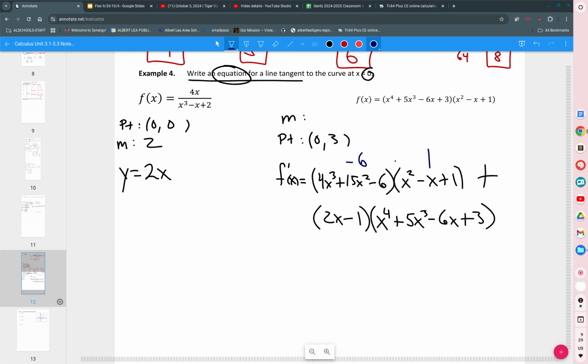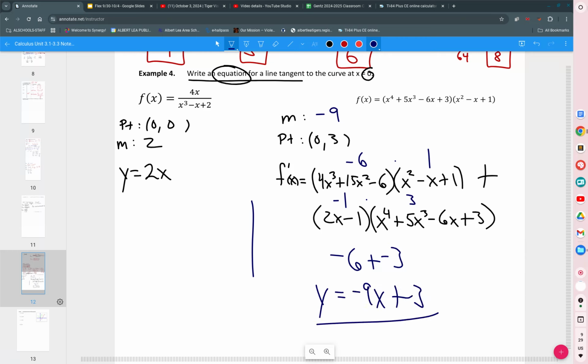Yes. And when I plug in 0, I get negative 6 times 1 plus negative 1 times 3. So that'll be a negative 6 plus negative 3, which is negative 9. That's our slope. Our equation for our line is going to be y equals negative 9x plus 3.